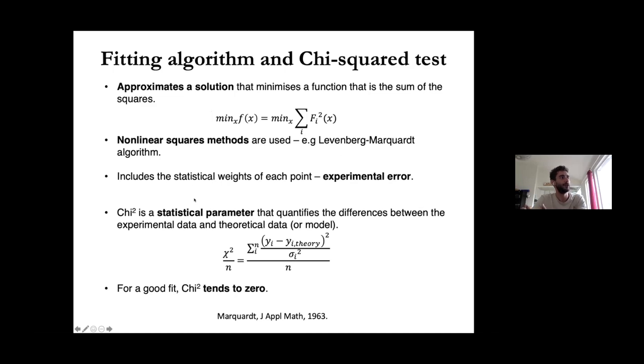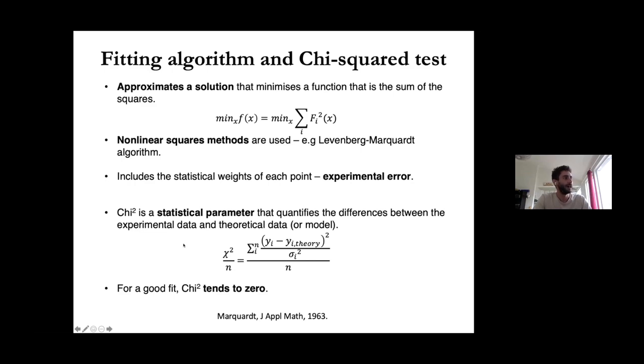And basically this also provides a way to account for the statistical weight of each Q value or intensity value. Okay, so if there is some experimental error associated with a measurement, and the experimental error is bigger, the algorithm will take this into account and give, let's say, less importance to that Q value or intensity value, okay? Because it's less well defined.